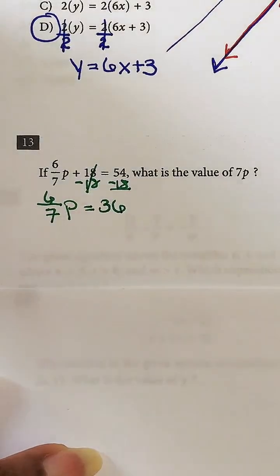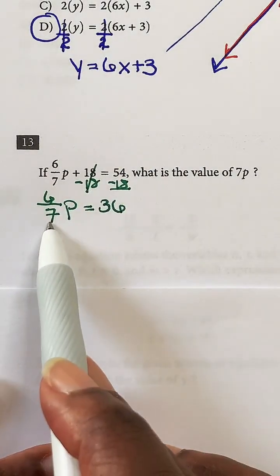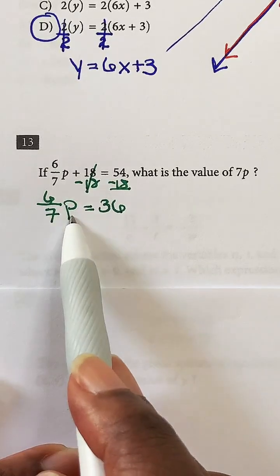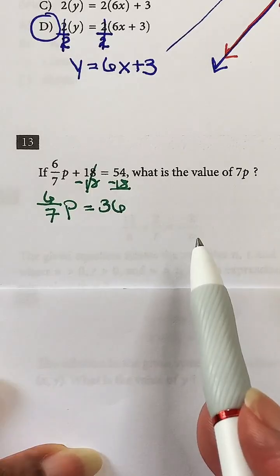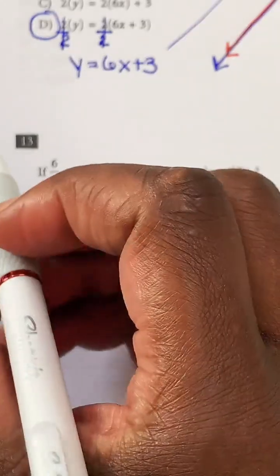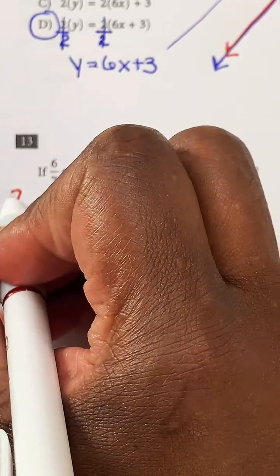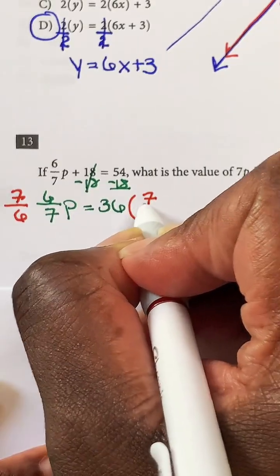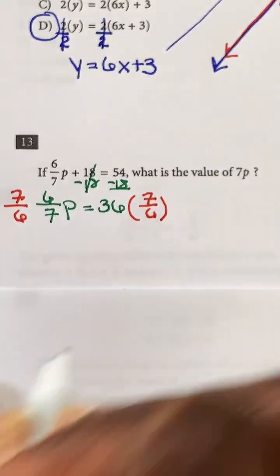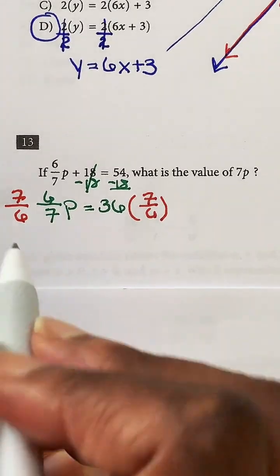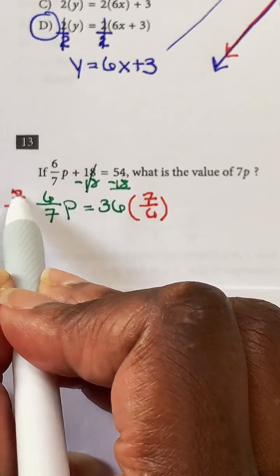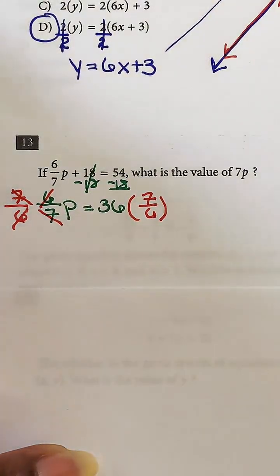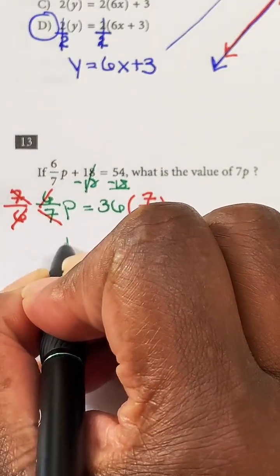Okay. Now, we want to get rid of this fraction because we want to get P by itself. And I know 6/7 P, you would divide both sides by 6/7. Why? No. Do this. Multiply both sides by the reciprocal. The reason why you do that, because 7 divided by 7 will give me 1. 6 divided by 6 will also give me 1. And what's left over is our P.